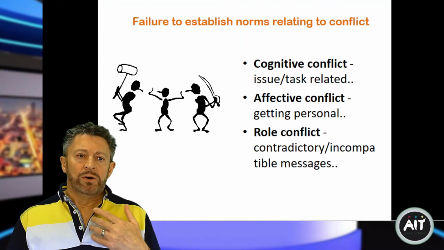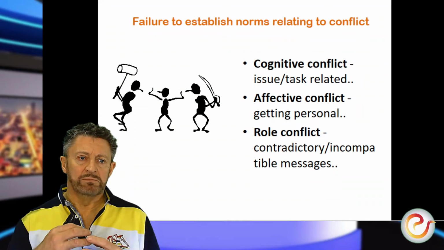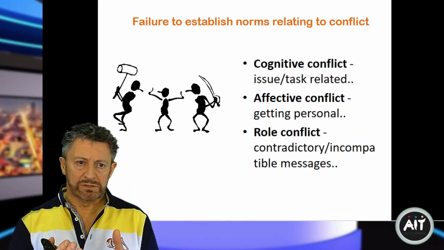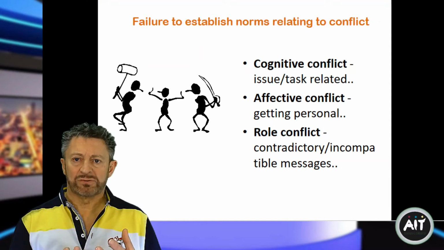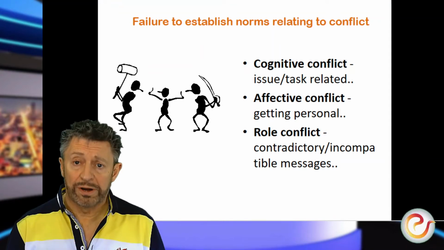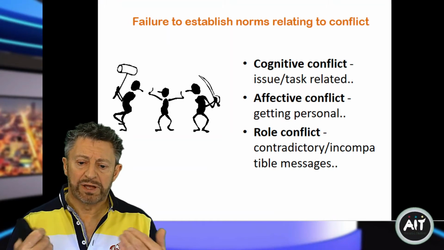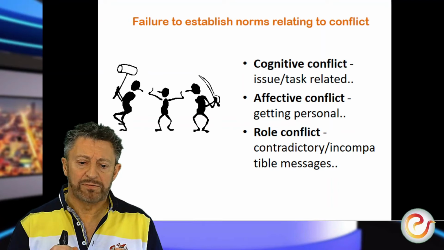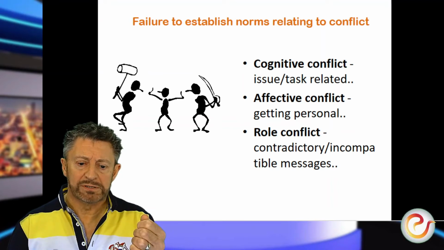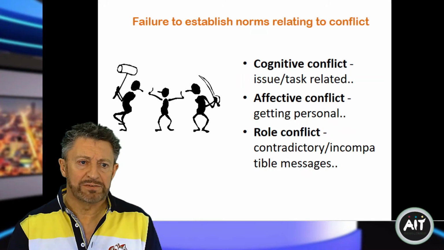Yeah, we have what's known as cognitive conflict, and that's the most common one. So it's issue and task related. Do we have the know-how? Do we have the competency to match, or do we have people that have, some people might have more competency than others, might have more training, more experience, and so on. So there can be a bit of a conflict there.